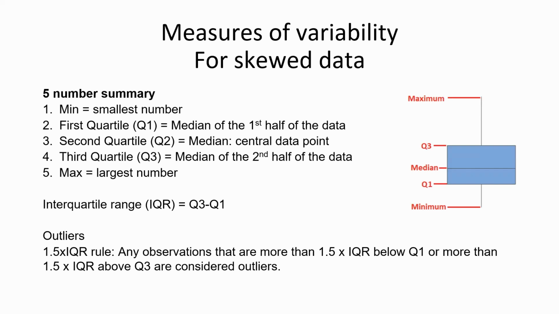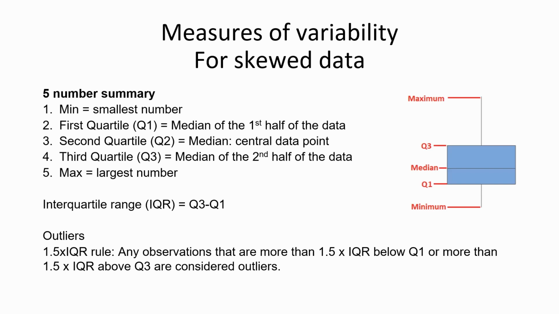Okay, measures of variability. This particularly works for skewed data, but we also use it for normal data. It's something called the 5-number summary. We're going to use it a lot. What are those 5 numbers? Right here. Minimum. Straightforward. Smallest number.